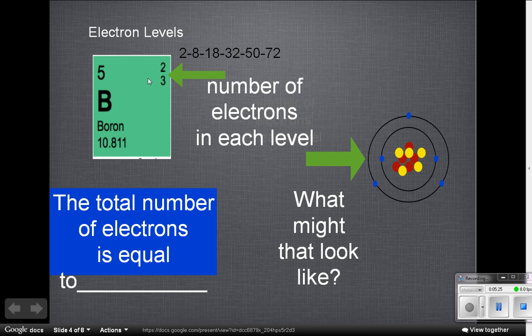So on this particular periodic table, it had how many electrons were in each level. So there were 2 in the first level. Okay, so that level was full. There were 3 in the second level, and it can hold up to 8 in that second level. So that second level is not full, but that's it. So the total number of electrons is equal to, you could say the atomic number, you could say number of protons. Okay, so here's what boron might look like. So that's electron levels.